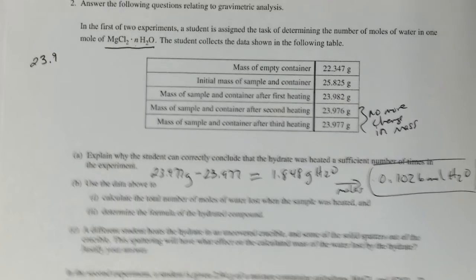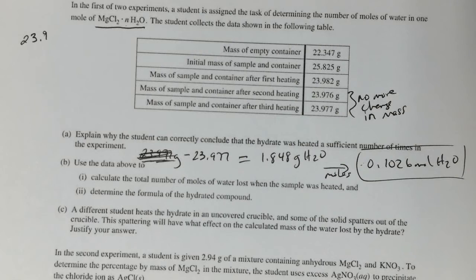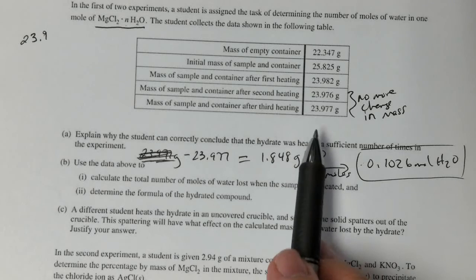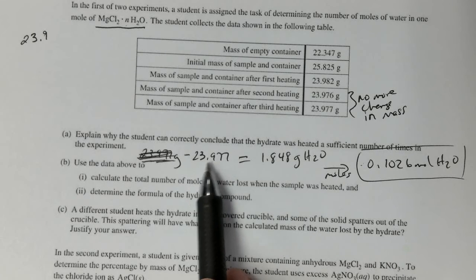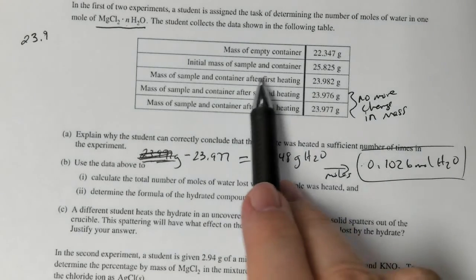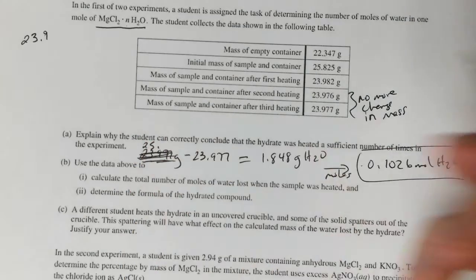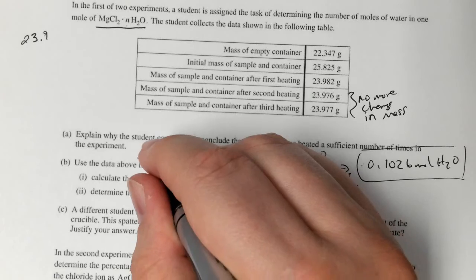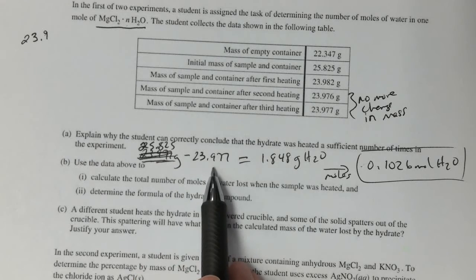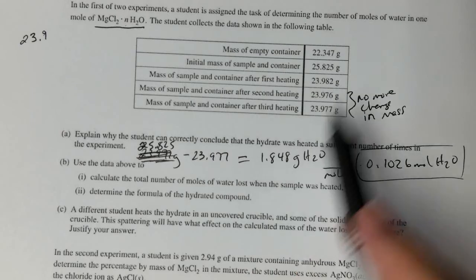Let's go back to part A here. I did something stupid. I was getting in too big a hurry here and said the wrong thing, even though I did it right. Or this work is right. Alright, so I said I subtracted the mass of sample and the container after the third heating. That's right. But what I meant to grab was this initial mass of sample and the container. So 25.825. I was getting ahead of myself a little bit. So that minus 23.977, that shows the amount of water we drove off.